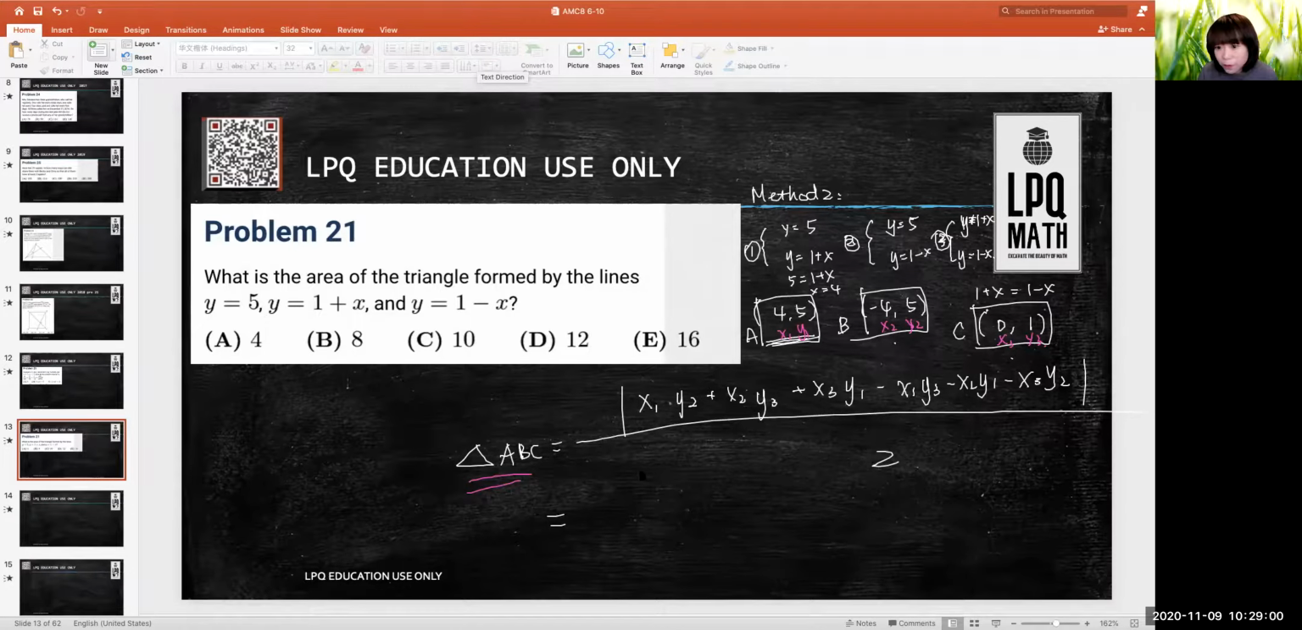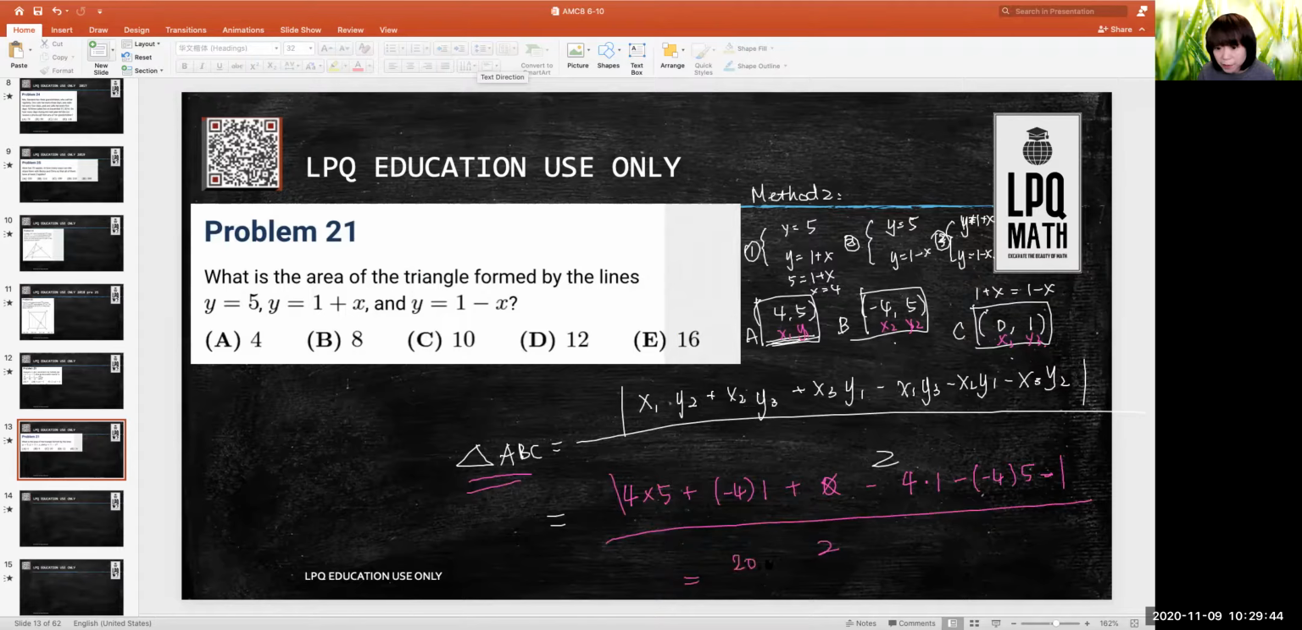So x1 times y2 is 4 times 5, plus x2 times y3. X2 is -4 and y3 is 1. Plus x3, which is 0, so we don't have to worry about it because 0 times anything equals 0. Minus x1, 4, times y3, which is 1. And minus x2, which is -4, times y1, which is 5. Minus x3, I don't have to worry about it because it is 0. This absolute value divided by 2 equals the area.